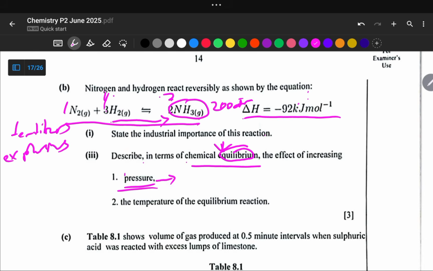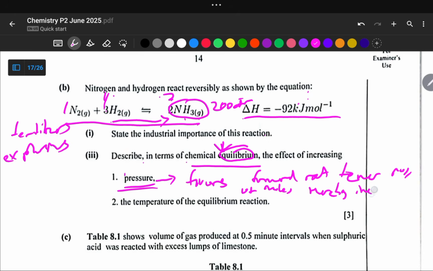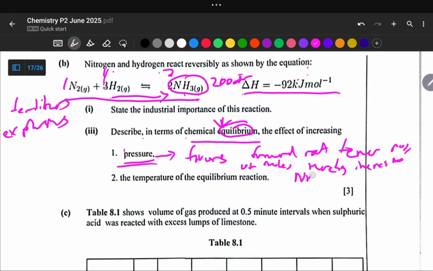So we said according to Le Chatelier's principle, increase in pressure will favor the direction where we are having fewer number of moles, thereby increasing the number of moles there. So we can say this one will favor the forward reaction where we are having fewer number of moles, right? Thereby increasing ammonia yield. And then the temperature, increasing the temperature.